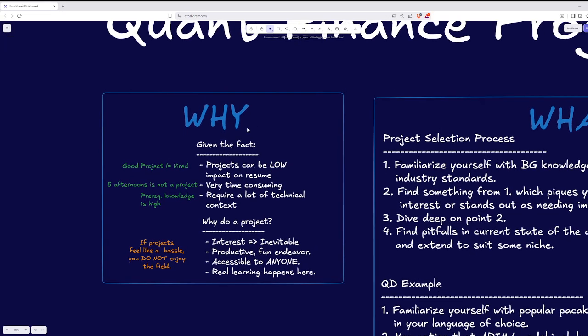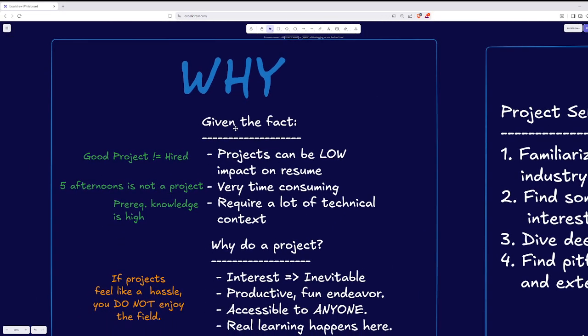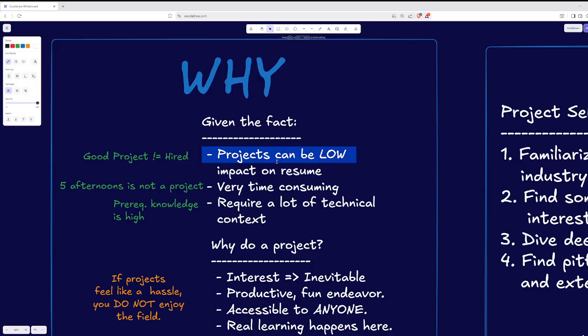So in terms of the why, there are some objections to why you might not want to do a project. The impact on the resume can be low. A lot of people don't see a project and just hire you because of that, right? So it's not the case that if you have some really good project, you're guaranteed to get hired. And in a lot of scenarios, it might not even matter at all. So why would you spend all your time on this?